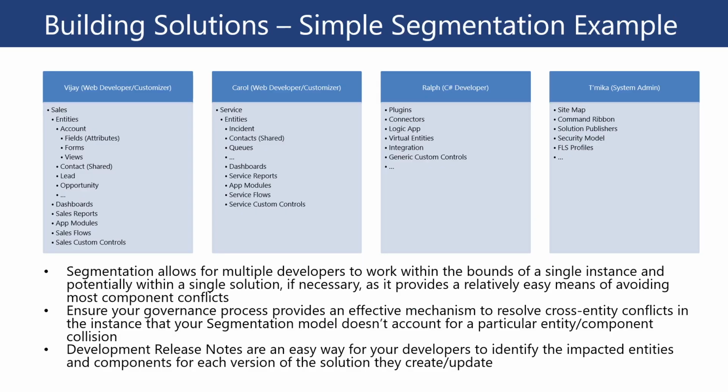Here is a simple example of solution segmentation. You have 3 developers and a system administrator. BJ and Carol are both web developers and customizers. Ralph is a C# developer, probably a .NET guy. And Tamika is your system admin. In this example, VJ has been given responsibility for the sales module and all of the components within it.